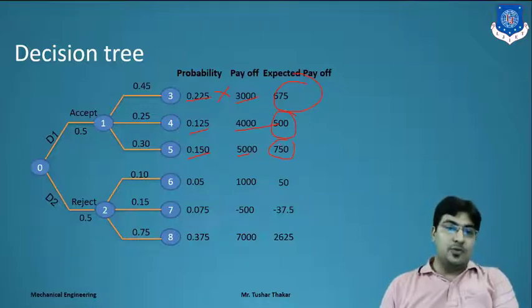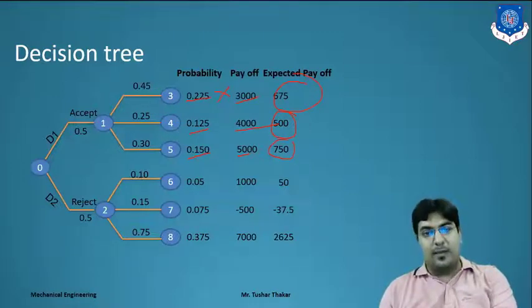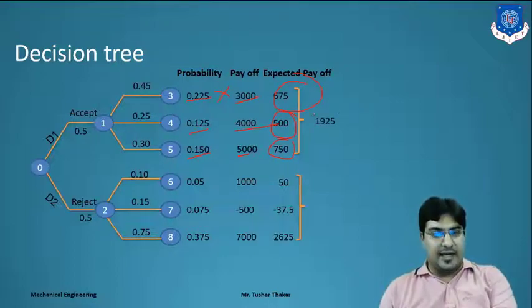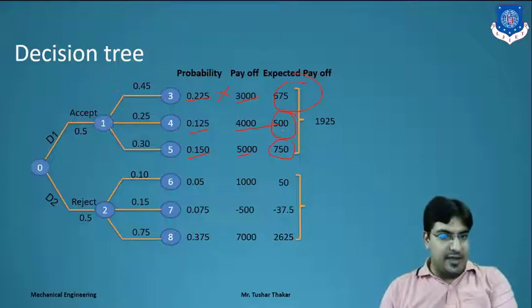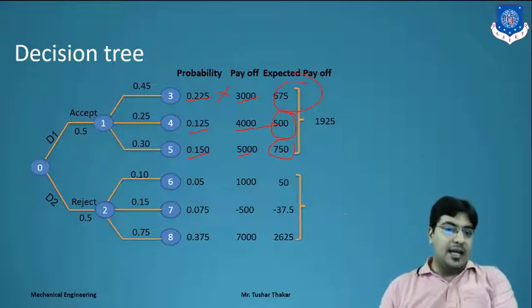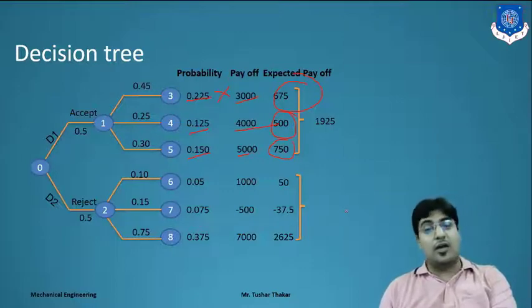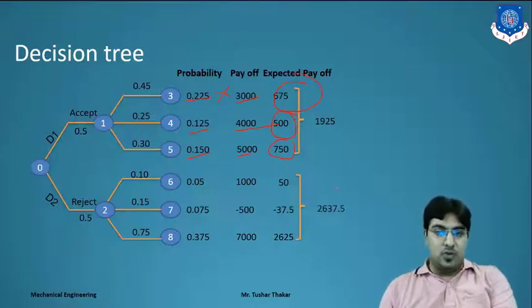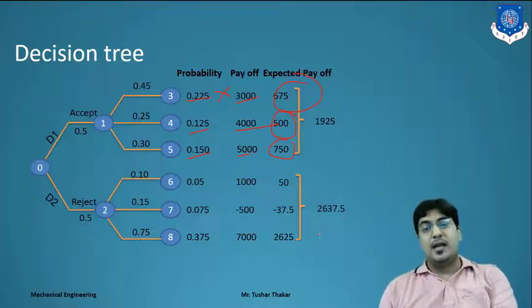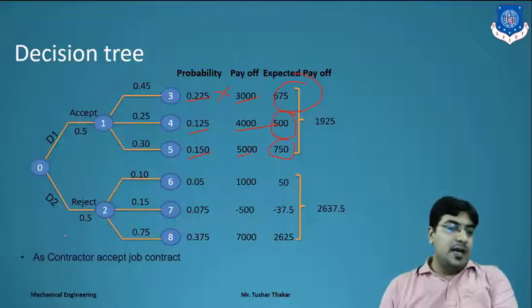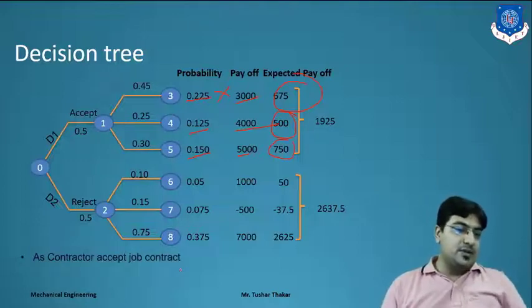Now we have to sum all the payoffs for D1 and D2. We get 1925 as the total expected payoff of D1 if they accept the order, and if they reject the order, they get 2635.5 as the expected payoff. So out of these two payoffs, the contractor accepts the job contract.